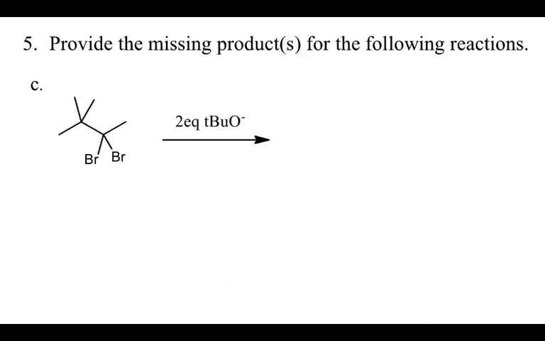Provide missing products. What about here? So you basically eliminate twice. You eliminate twice, and you get an alkyne. Done. This I probably wouldn't put up, but it's similar to the lab. That's what you did in the lab, didn't you? You eliminate once, and then you eliminate twice, like in the lab, all right?